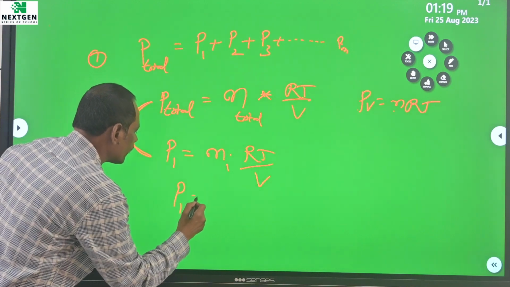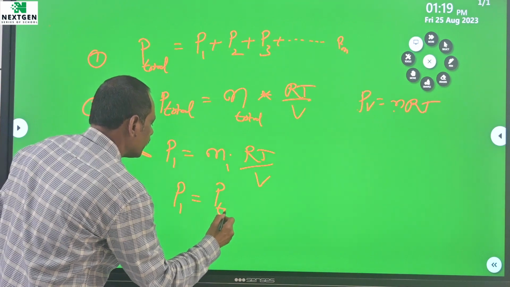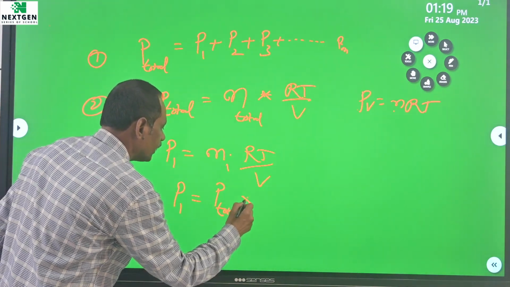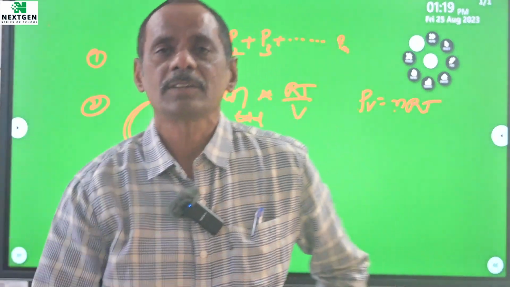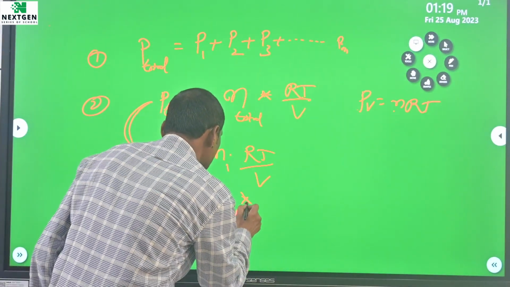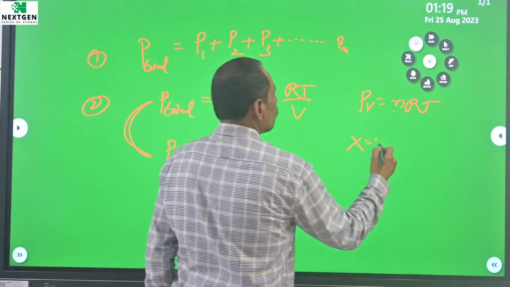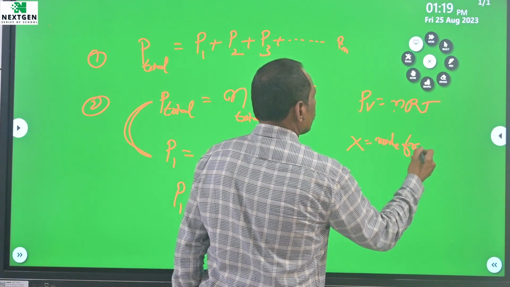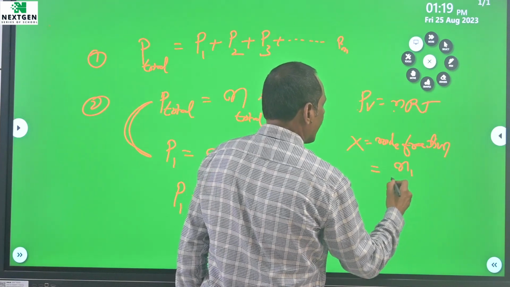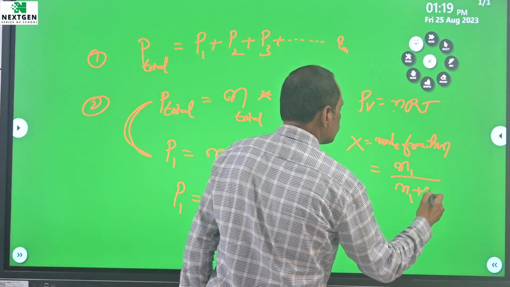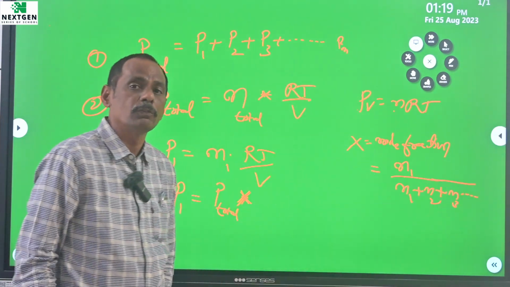The partial pressure of a gas is equal to the total pressure of the gas mixture times the mole fraction of that gas in the mixture. Mole fraction is denoted by X. What is mole fraction? Mole fraction is equal to the number of moles of that gas divided by the total number of moles of all the gases present in the mixture. That is called mole fraction.